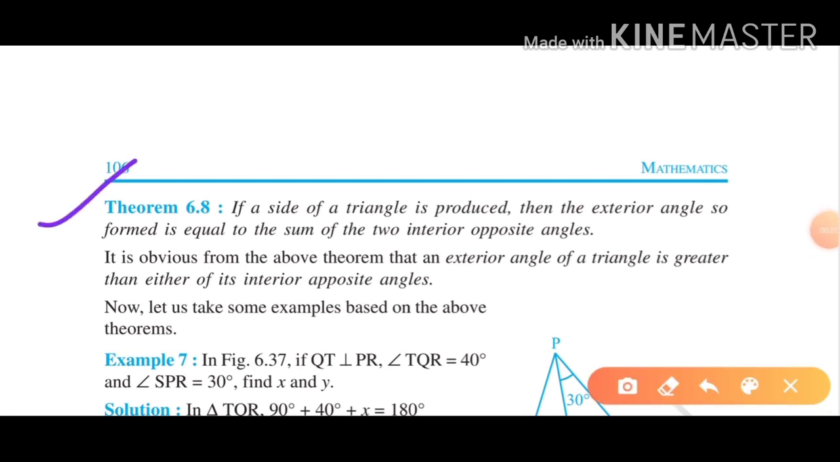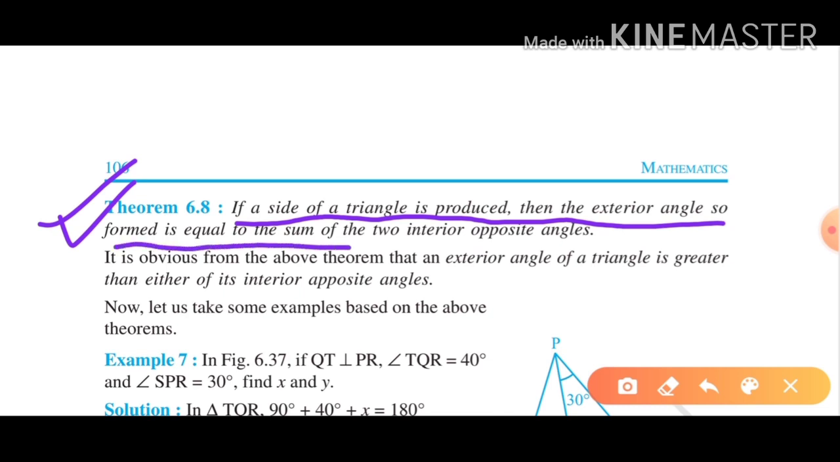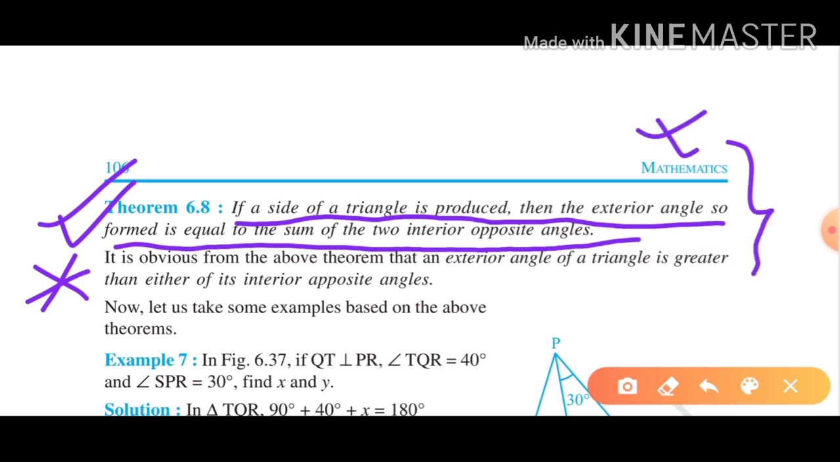Now look at the other theorem, 6.8. What it says: if a side of a triangle is produced, then the exterior angle so formed is equal to the sum of the two interior opposite angles. This is one of the most important theorems for this chapter, and later on when you are doing problems related to triangles, we will need this theorem. So please try to understand this and remember it properly.